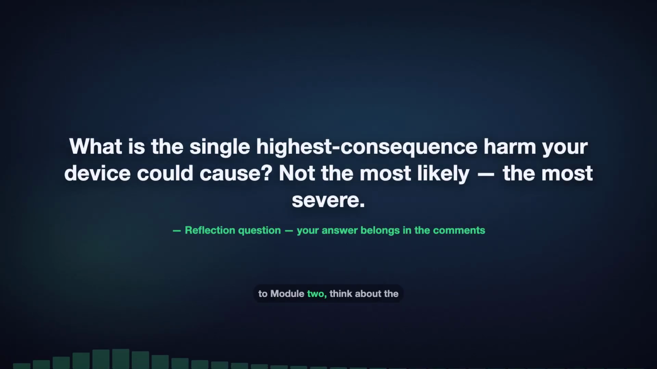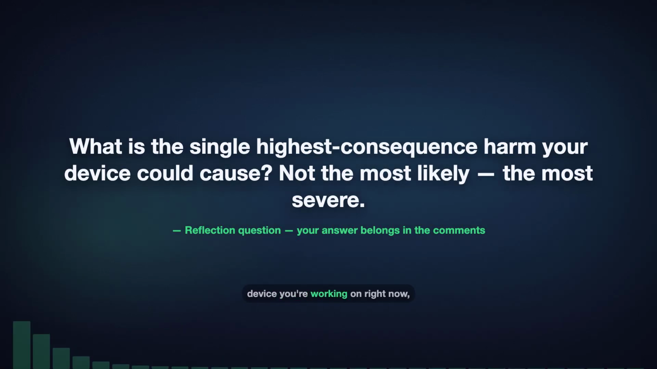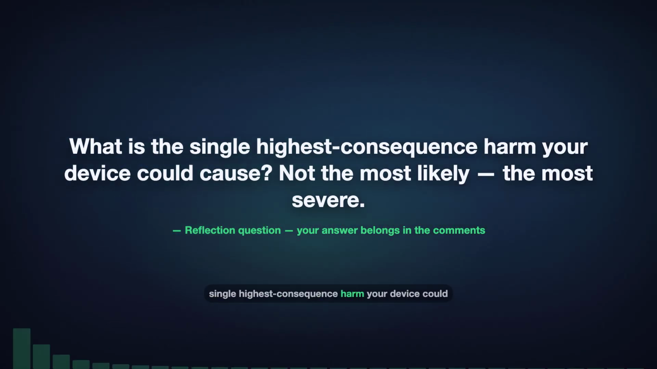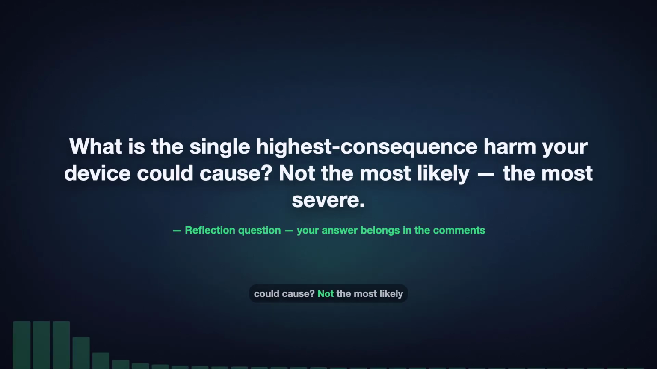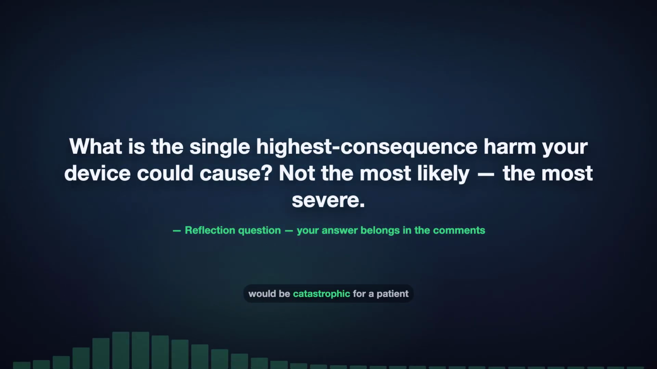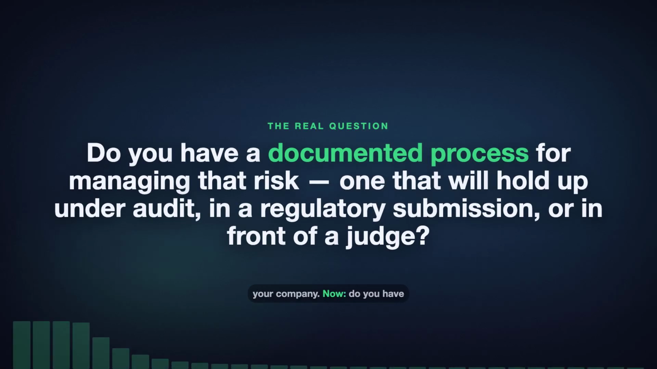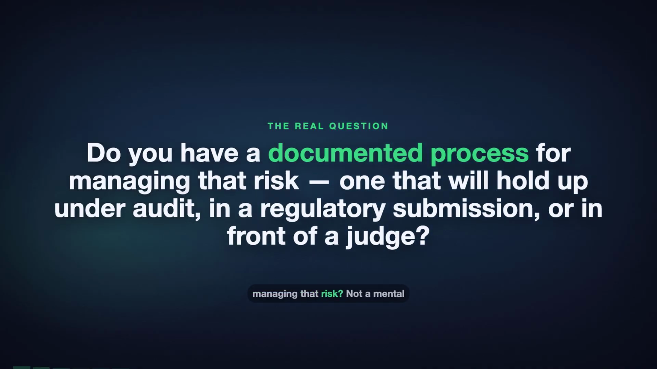Before you move to Module 2, think about the device you're working on right now. Whether you're early in the design, deep in verification, or already in post-market surveillance, what is the single highest consequence harm your device could cause? Not the most likely harm, the most severe one, the one that, if it happened, would be catastrophic for a patient and your company. Now, do you have a documented process for managing that risk?